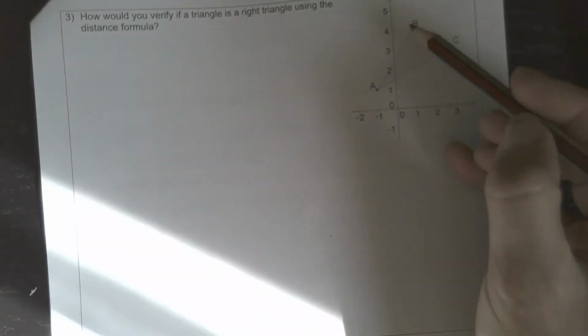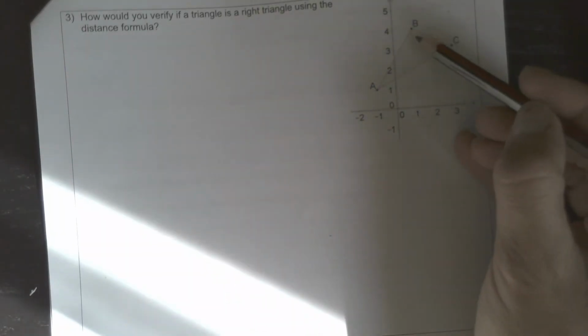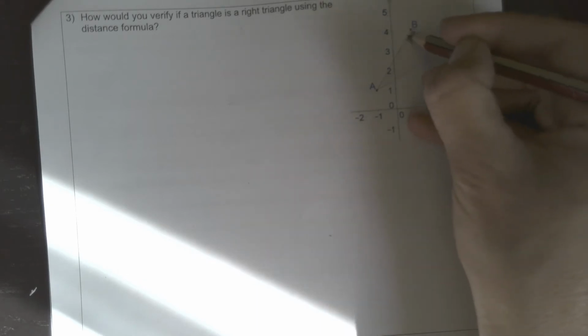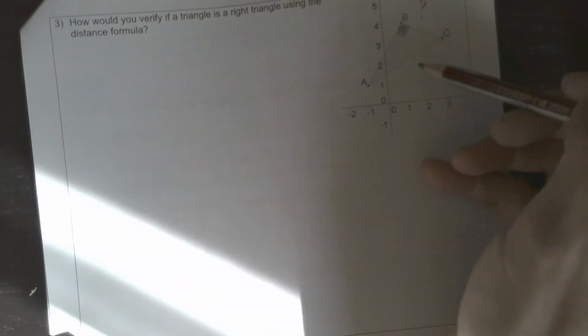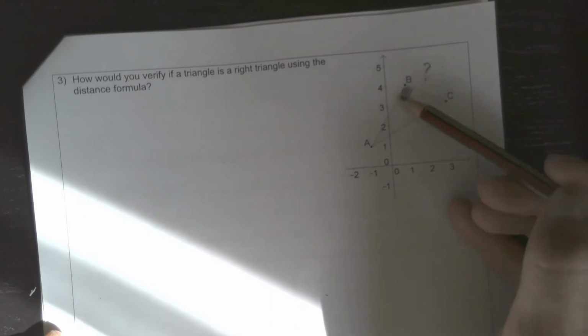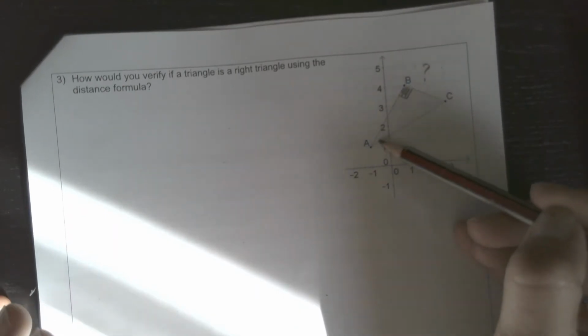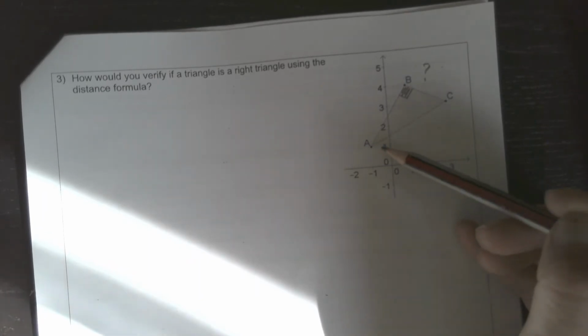Okay, this is a big question next. It says, how would you verify if a triangle is a right angle triangle using the distance formula? So we want to know, is this a right angle triangle? The only way I know of checking that's super easy is just using the Pythagorean theorem. We have to find this distance, this distance, and this distance, and then plug it into the formula and see if it's true.